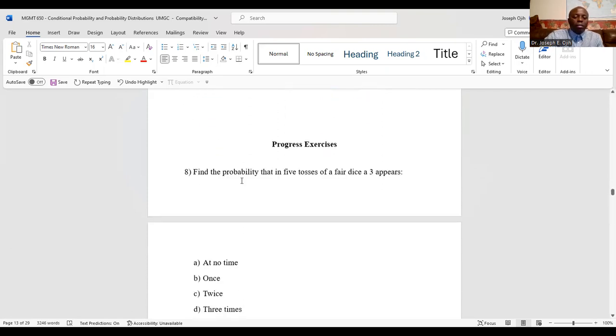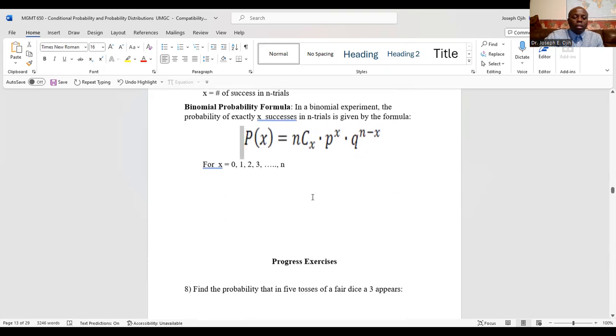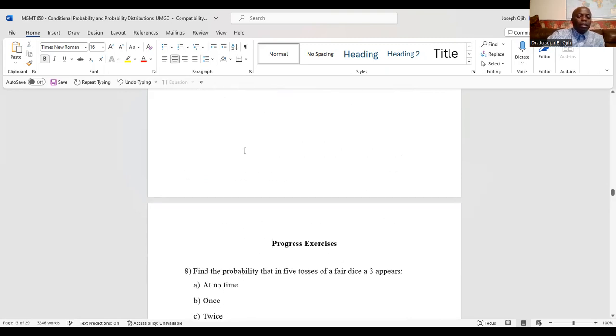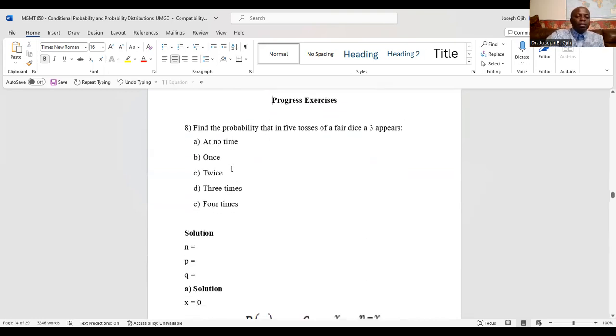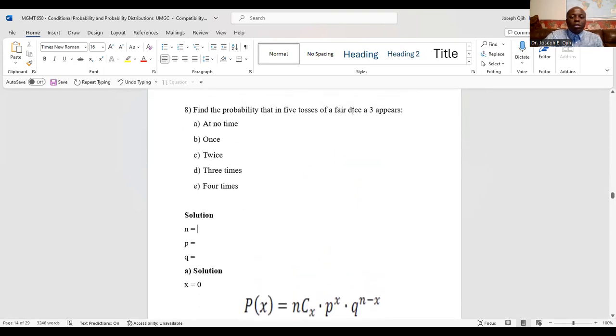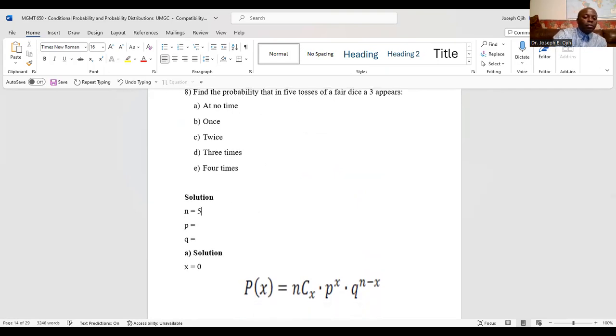Let's see how this works. It says in this question, let me go down here, find this probability. Sorry, my mistake. Find the probability that in 5 tosses of a fair dice, a 3 appears at no time, once, twice, 3 times, 4 times. Okay. So to make it simple for us, let's find the n here. How many times was the dice tossed? It was tossed 5 times. So our n is 5.